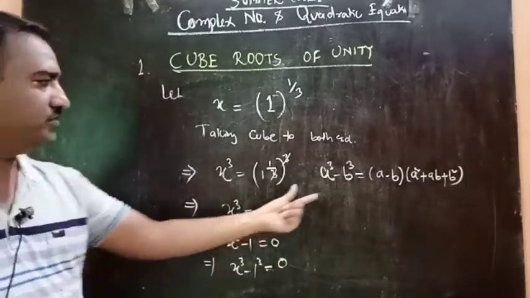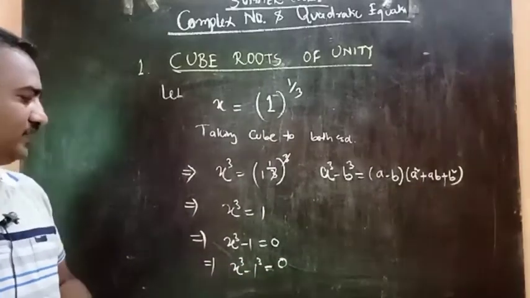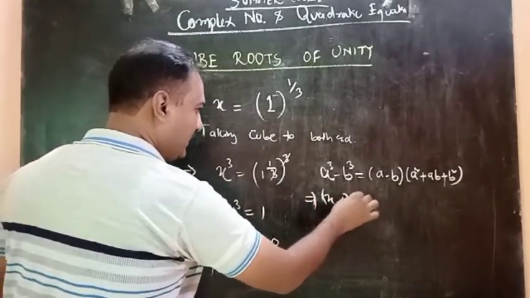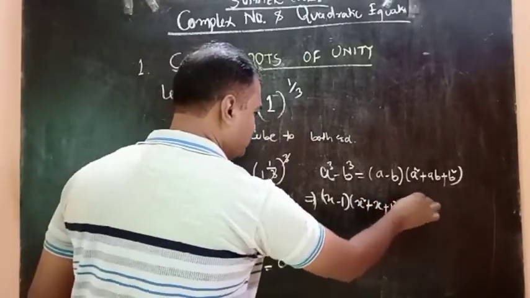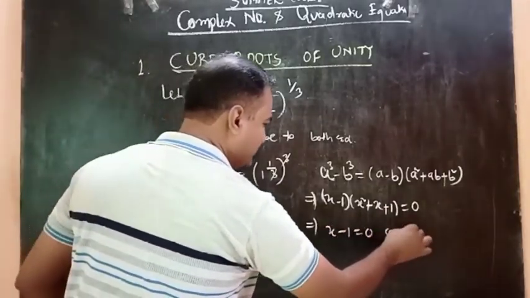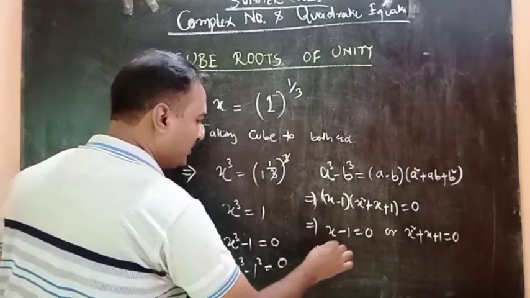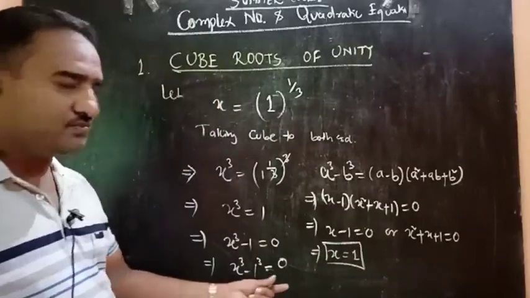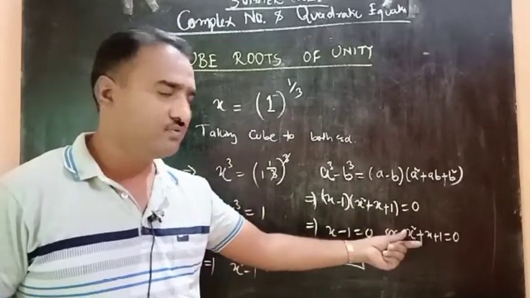Now look, children, apply this formula to this one. This one is taken as a, this one as b. What will it be? I will write here (x minus 1)(x square plus x plus 1) is equal to 0. Or this implies x minus 1 is equal to 0, or x square plus x plus 1 is equal to 0. So one root of x we found: x is equal to 1. This is one of the cube roots. So the remaining roots can be found by this one.